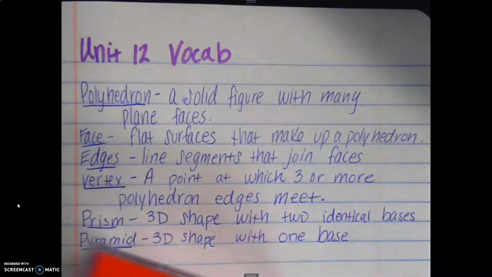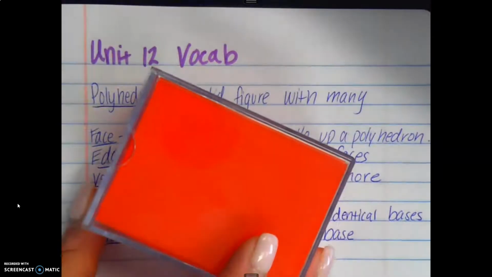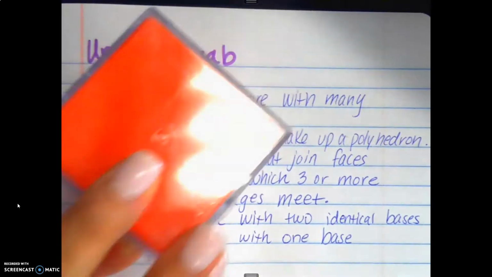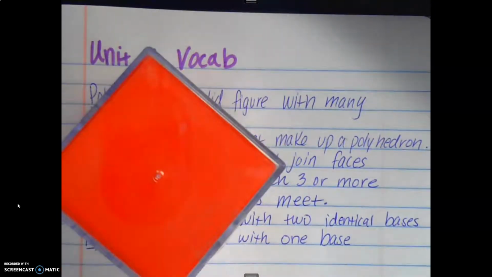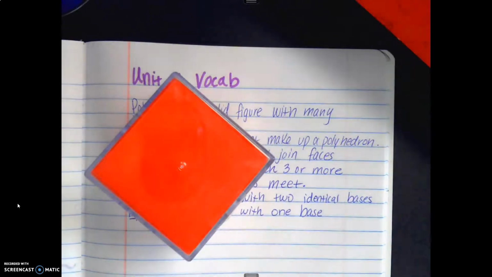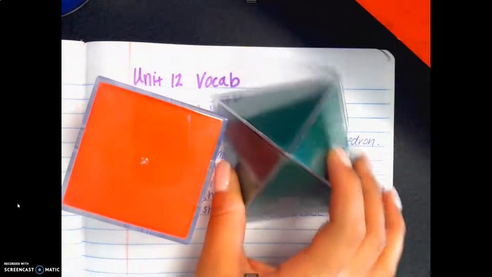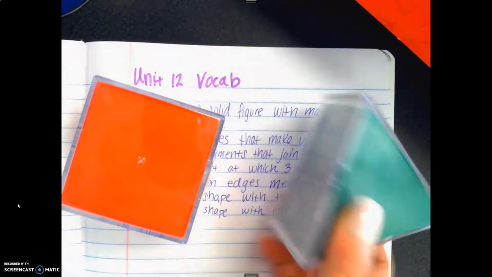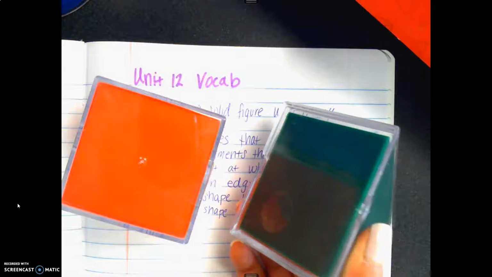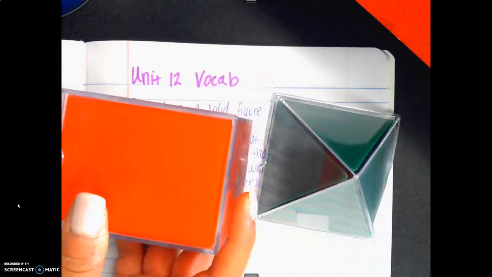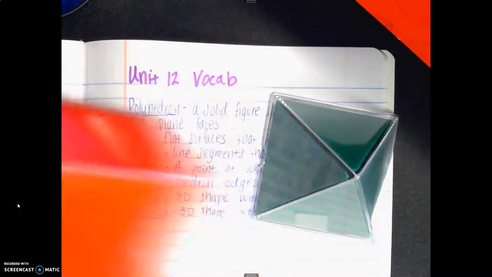If you have a prism, here's a rectangular prism. It's got two of the exact same bases, but a difference between prisms and pyramids would be, let me zoom out. This pyramid right here only has one base. So you notice that it's got one square base. This would be a square pyramid. And this rectangular prism has square bases, but there are two of them. So that's why it's a prism.